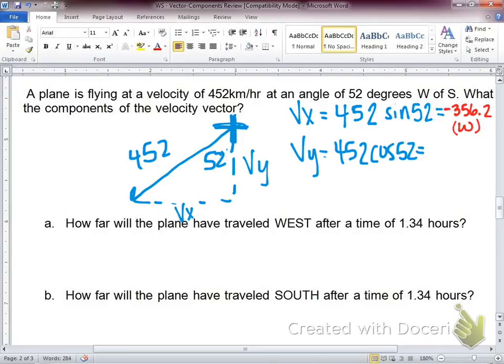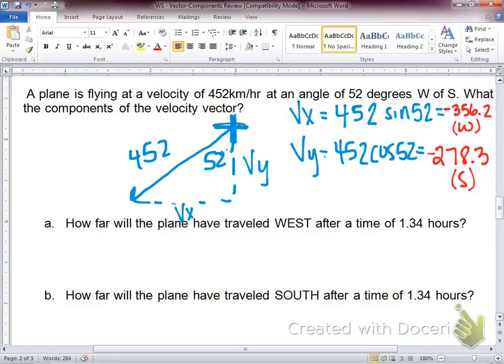Okay? Katie, tell me what you got for v sub y. 278.3. Good. South. Okay, so we're going to label it south, or we're going to give it a negative. Either way. Okay, but not both. Okay, I'm just showing you both. Okay, any questions on those components? Feeling good?